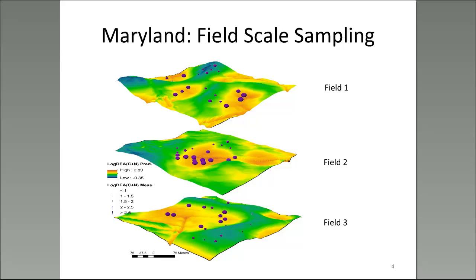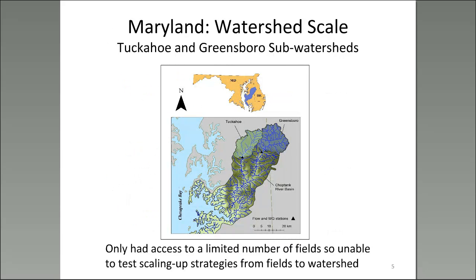In Maryland, we had some field scale sampling done to look at prior converted croplands and looking at their denitrification potential. So we had 3 fields in Maryland, which we did the sampling. And then we wanted to be able to extrapolate that to the larger setting, to some watersheds, so we can use some watershed models to look at denitrification in the watershed. But we only had access to a limited number of fields, so we were unable to test scaling up strategies from fields to watershed.